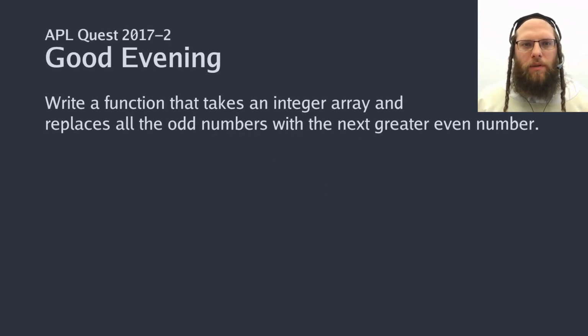Let's use APL to make sure that all our odd numbers become even numbers, doing so by incrementing them, making them one larger. That is, 3 would become 4, and negative 3 would become negative 2.